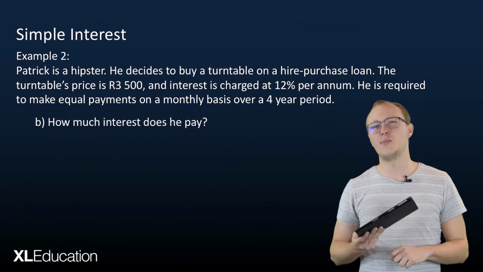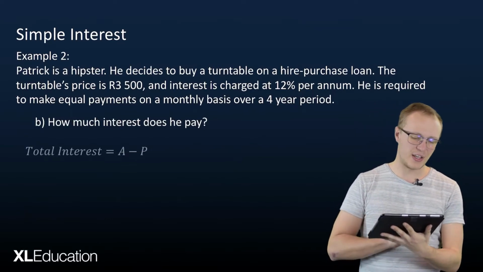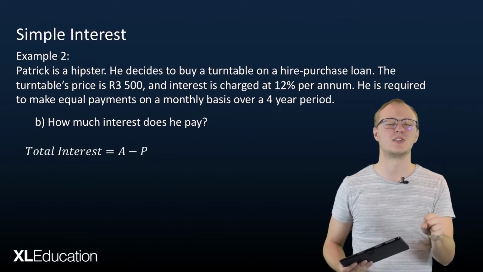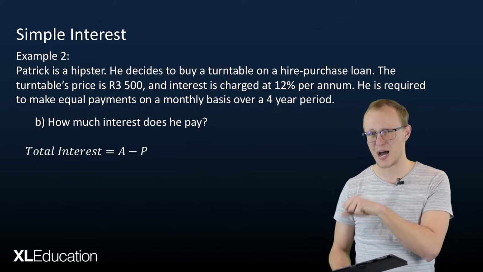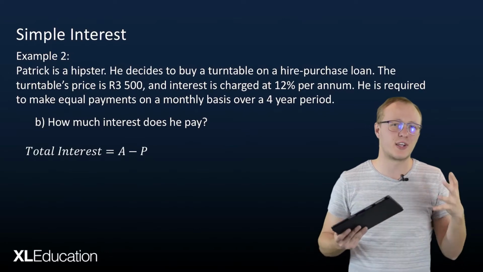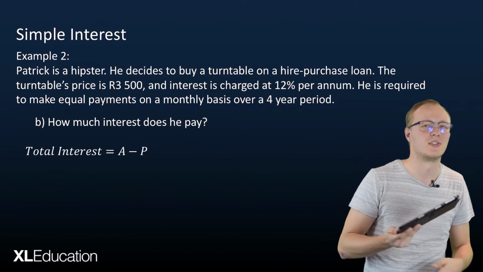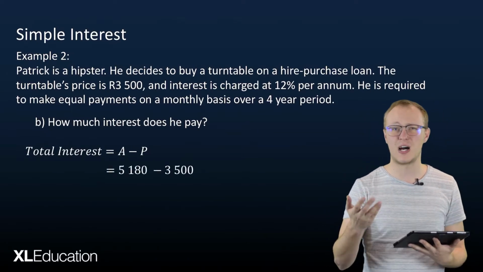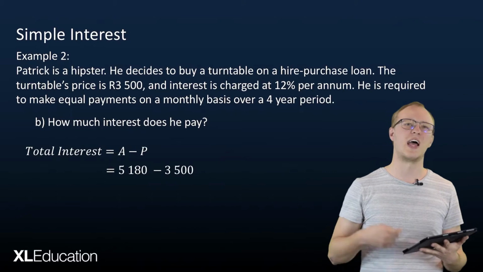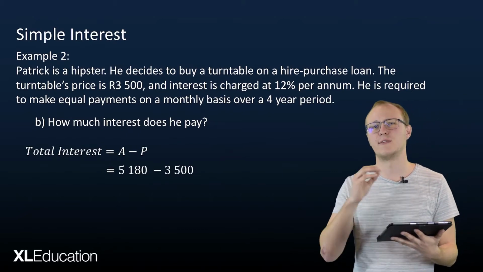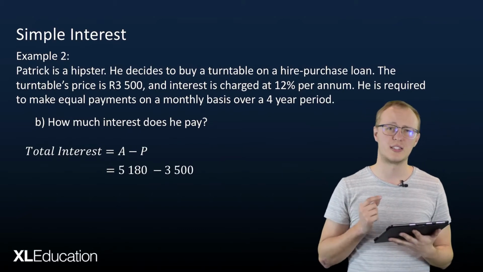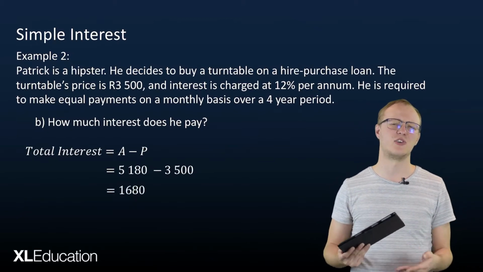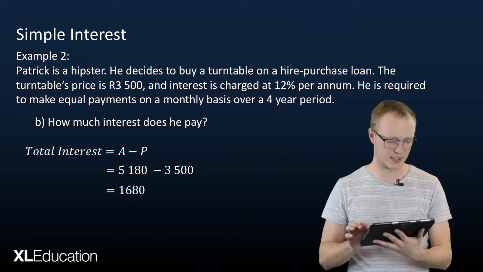So then, how much interest does he pay? Now, the interest that you pay is always going to be the accumulated amount minus the principal amount, right? Because we said that the accumulated amount is the principal amount plus any interest. So the accumulated amount we found to be 5,180, and we have to minus the 3,500, that is the original price of the turntable, and it turns out that Patrick paid 1,680 Rand worth of interest.